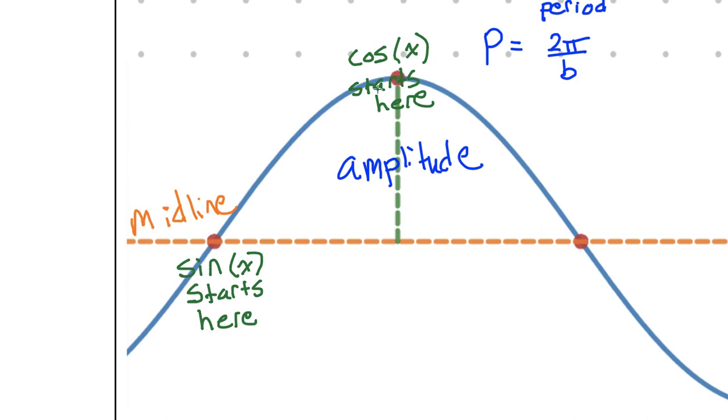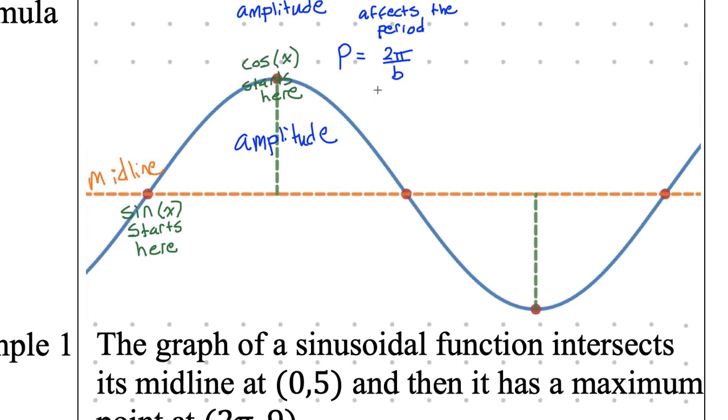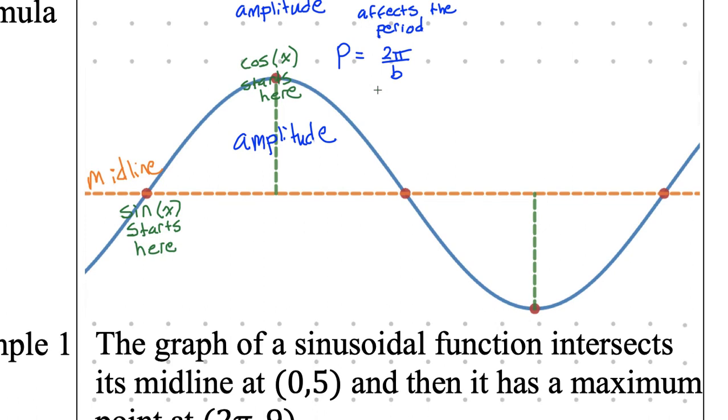Yeah. All right, and the last thing that I want to talk about is how much of a period do we have? I'm going to call on a quiet raised hand. How much of a period is this? Is this a full period? Is that a half period? Is it a quarter period? From here to here, how much of a period is that?